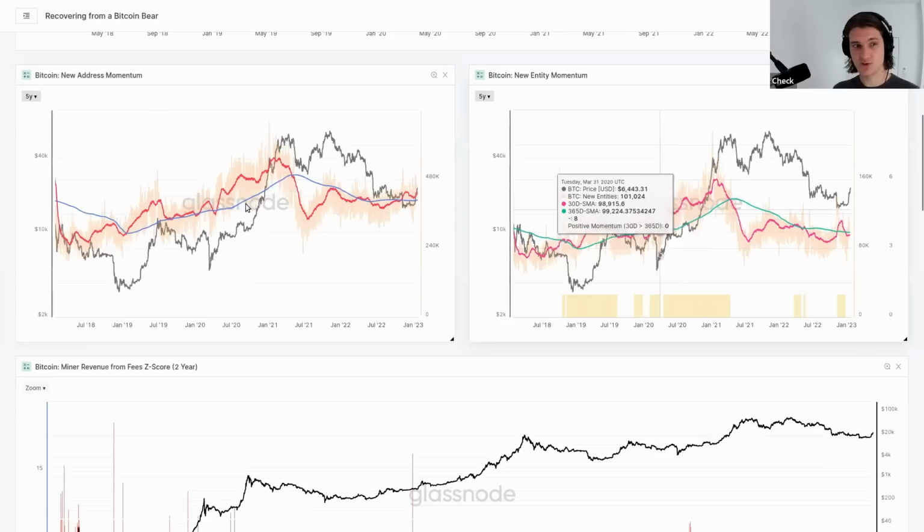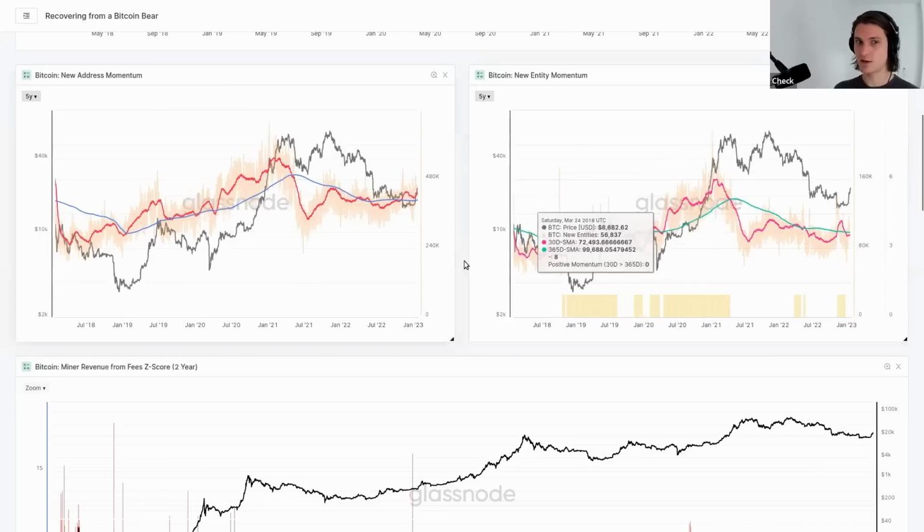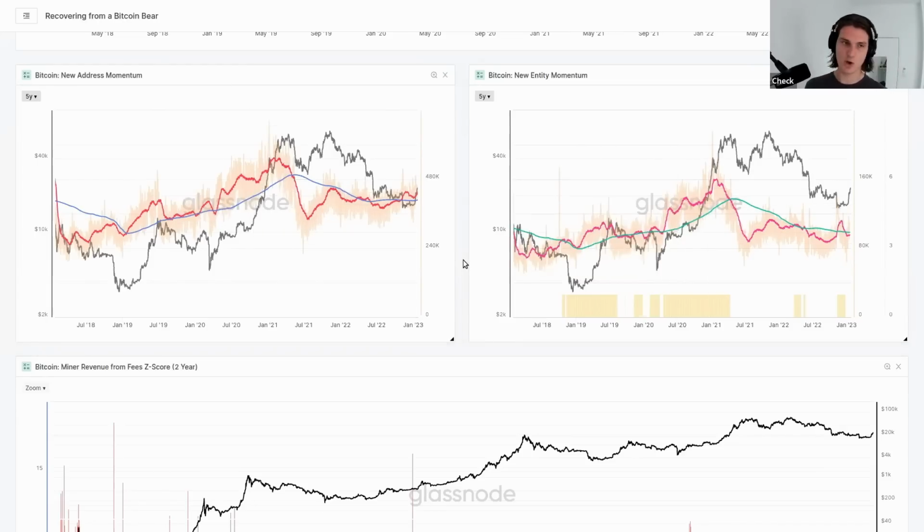And the reason I've got this here is just to show you the difference and compare and contrast these, so you can kind of see how they work in tandem. So we've got new addresses, and when we talk about momentum, the red curve here is the monthly moving average. The blue curve is the yearly.